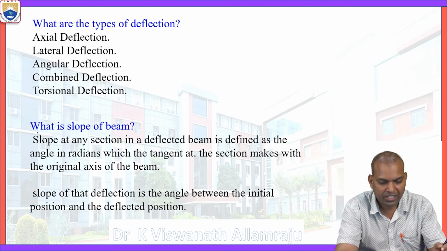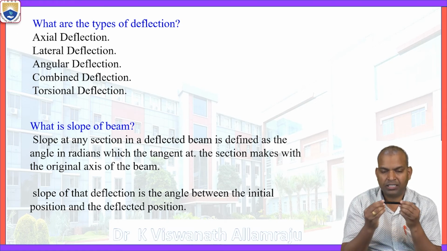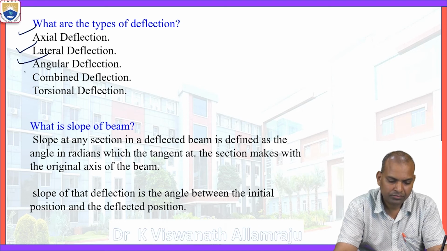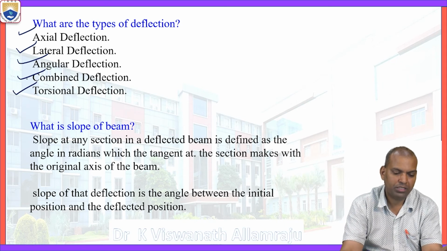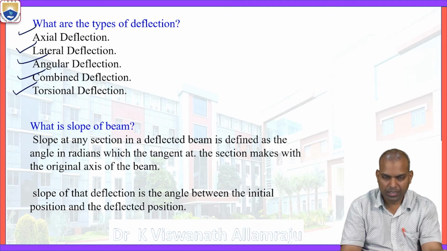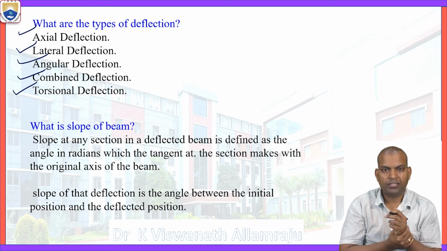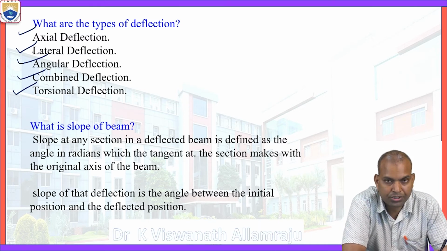Now, what are the types of deflection? There are various deflections. Axial deformation is known as axial deflection. Another one is lateral deflection. The third one is angular, the fourth is combined deflection, and the fifth is torsional deflection. These are the main ones; there are other types too. When an axial load occurs, there is axial deflection, also known as longitudinal deflection.